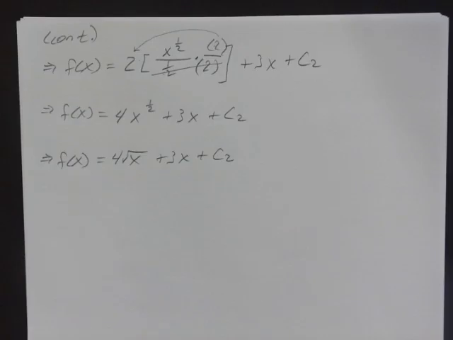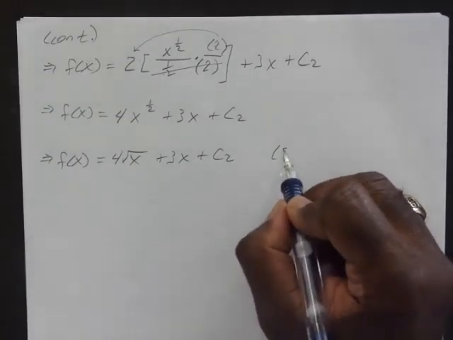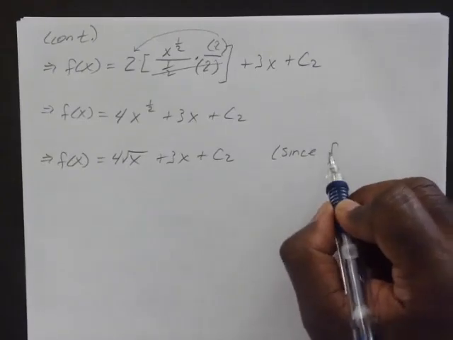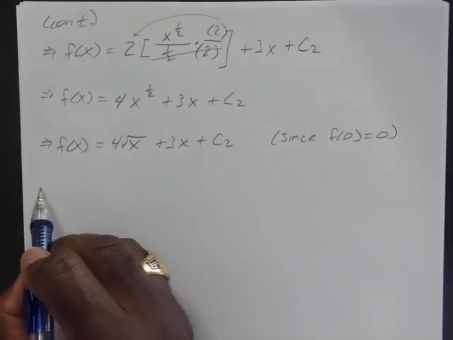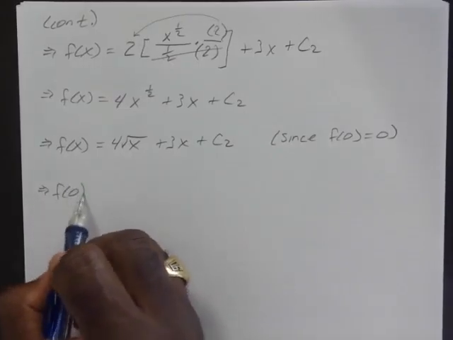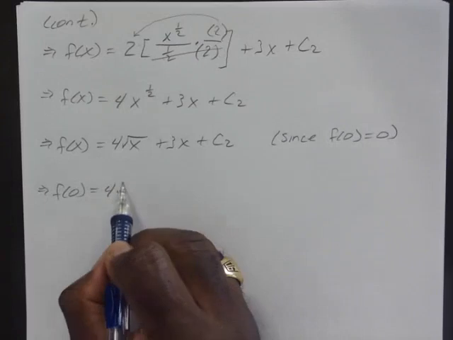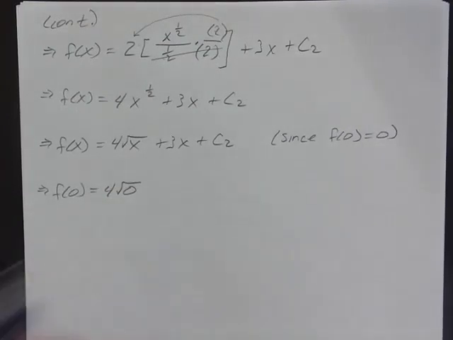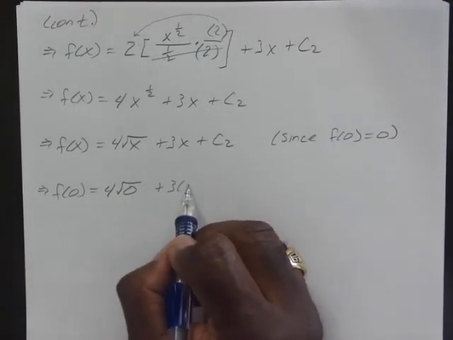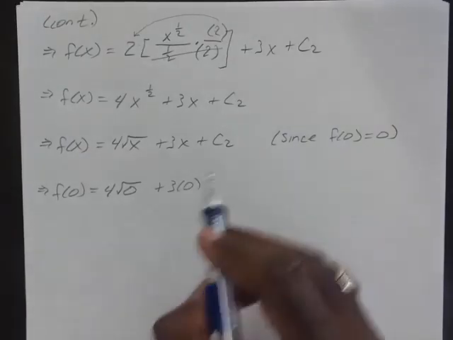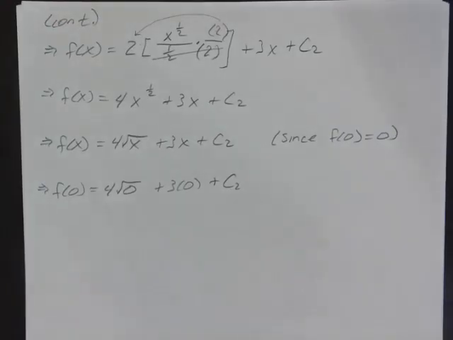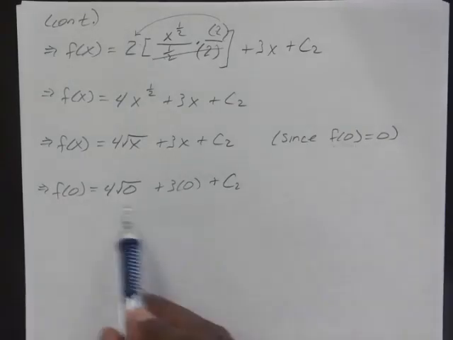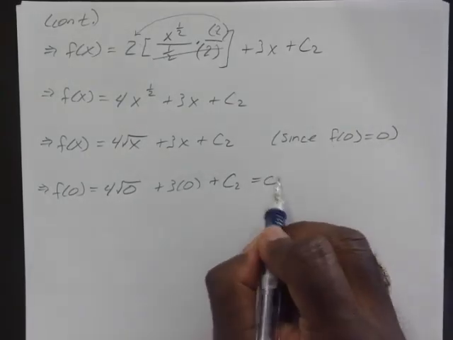Okay. Now we know that f of 0 is equal to 0. So since f of 0 is equal to 0, that means that f of 0 is equal to 4 times the square root of 0 plus 3 times 0 plus our constant that we called C number 2. And we know that f of 0 is equal to 0.